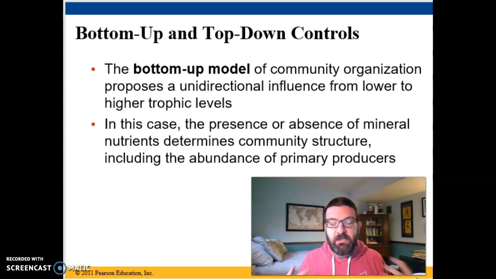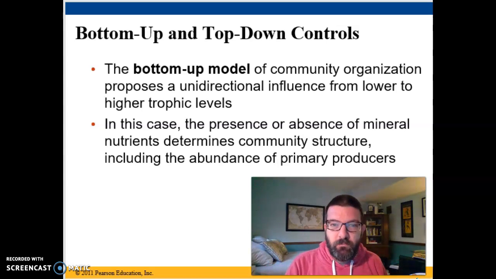When studying ecological communities, some scientists tend to focus on a bottom-up model of organization, meaning that the bottom layers, like the producers, have the most influence on the community. And this makes a lot of sense because the producers are the only ones that can capture energy from the sun and allow it to be passed up. So primary producers are very, very important for the structure of a community. And in this case, the presence or absence of particular mineral nutrients can dictate which primary producers and how many of them can grow, and that will really impact the community structure. So that's your bottom-up model.